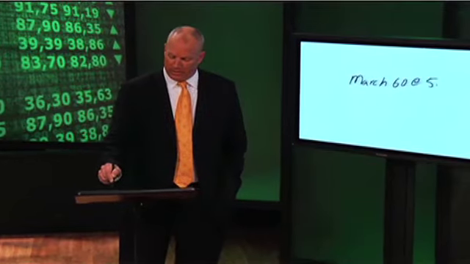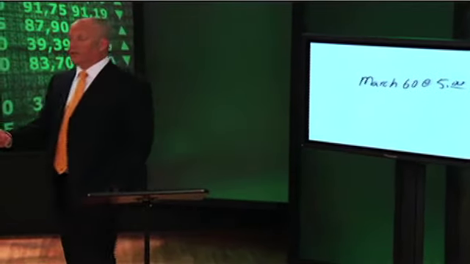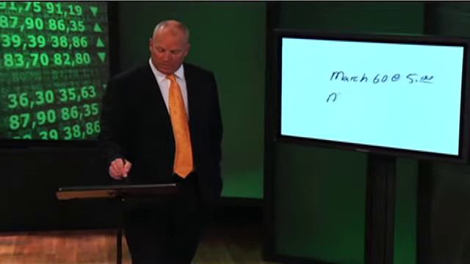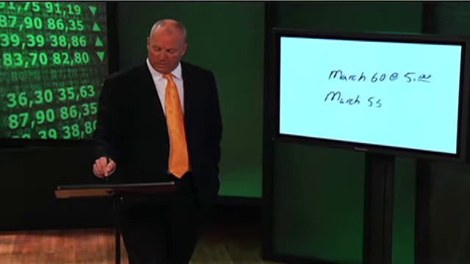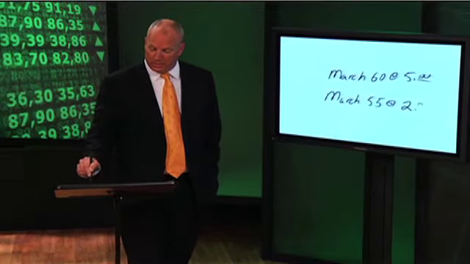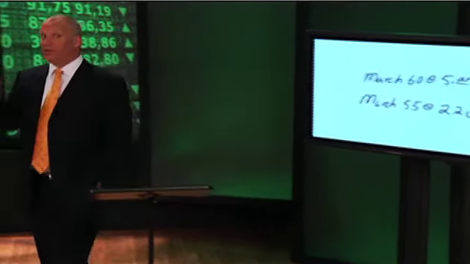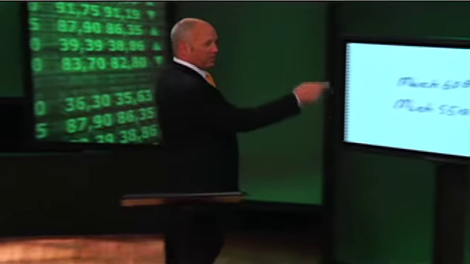Now it was a matter of which of the options, which strike price is going to give us the biggest profit. At the time, we were looking at the March 60 puts. And the March 60 puts were priced around $5 a contract. So that's $500 to buy the right to sell 100 shares of Freeport-McMoRan at $60 a share. Alternatively, there were the March 55 puts. March 55 puts at that time were trading around $2.20 a contract. So that's $220 to buy the right to sell FCX 100 shares at $55 a share. All of it before option expiration day in March.